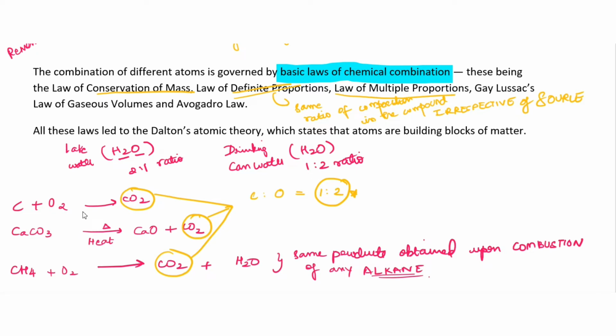When two elements combine to form two or more compounds, then we say that the masses of one element which combine with the fixed mass of the other element are present in a simple whole number ratio. So two elements combine in simple whole number ratio to form two or more compounds. Let's consider an example.